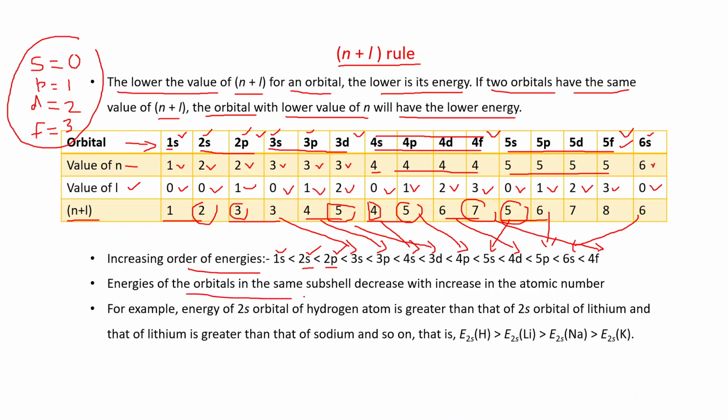Energies of the orbitals in the same subshell decrease with the increase in atomic number. For example, the energy of the 2s orbital of the hydrogen atom is greater than that of the 2s orbital of lithium. This is 2s in hydrogen atom and this is 2s in lithium. But for lithium the atomic number is greater than hydrogen. That's why the 2s orbital in lithium has lower energy.